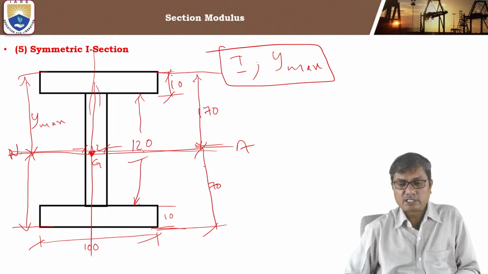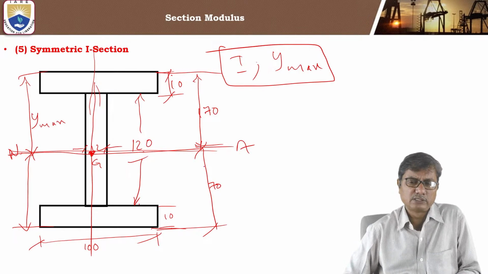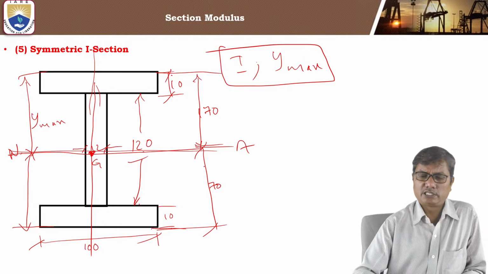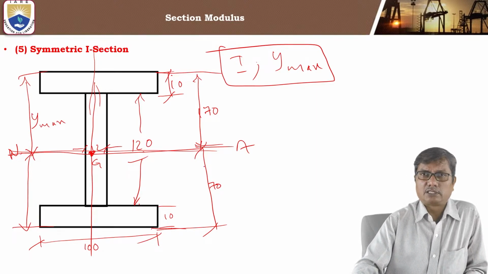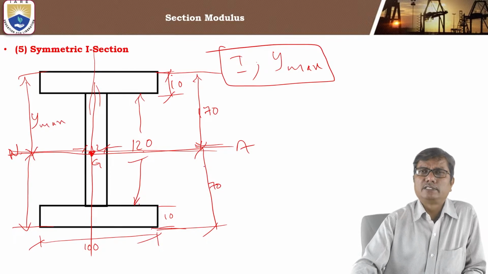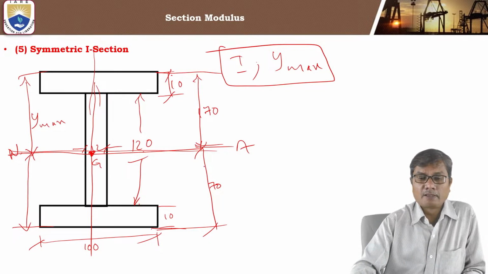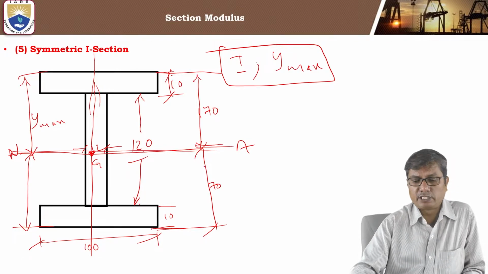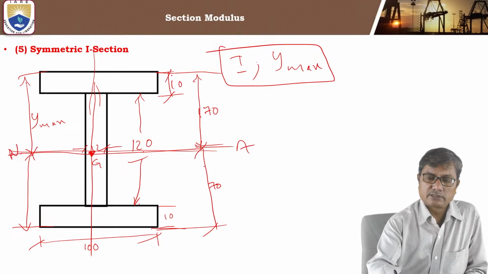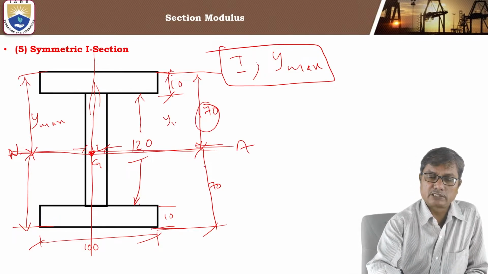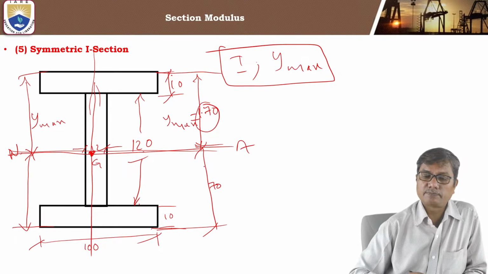If unsymmetric sections, then we have to find the location. We cannot readily identify the location of centroid. So you need to calculate the position of centroid for unsymmetrical sections. For this case, the centroid lies at 70 mm above base. So Y maximum in this case is 70 mm. Y maximum is 70 mm.